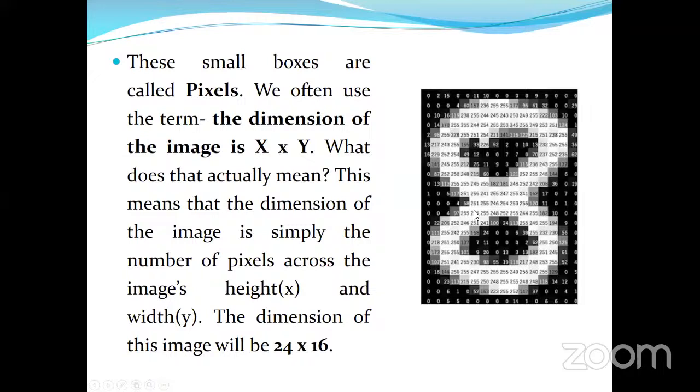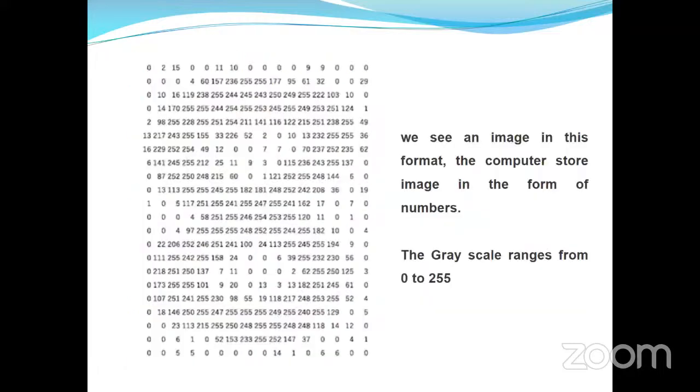Now you can see that when it is black, the value is 0. When it is pure white, it is 255. So the grayscale ranges from 0 to 255. Now the image is not visible and only the numbers are visible. You can see that these numbers form the image.